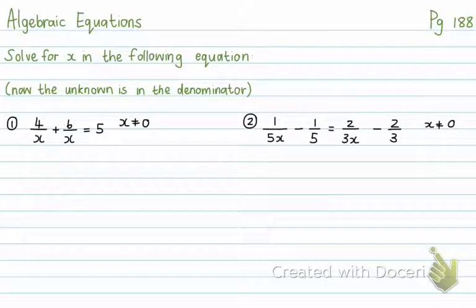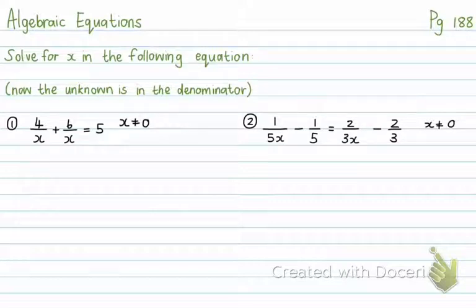Okay, now algebraic equations, you know how to solve a straight linear equation to solve for x when it's a linear equation. But today, the x, the unknown, the thing that we want to solve is in the denominator. Okay, how do we go about solving this equation?